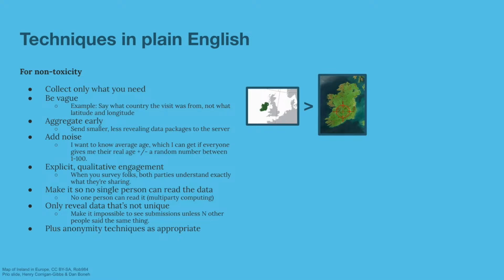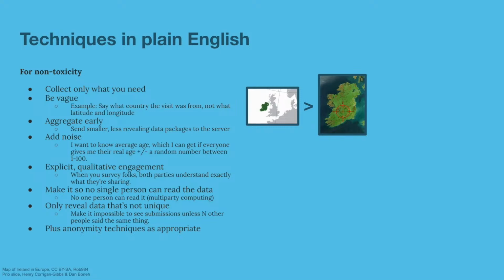You also have the idea of transparency. One good way to do that is explicit and qualitative engagement. When people answer questions and you survey them or you talk to them, they understand what they're revealing and what they're sharing and what the context is. It's a lot different than watching everything in the background and taking digital notes like we often see with analytics packages.